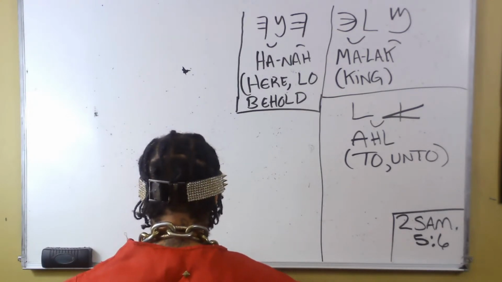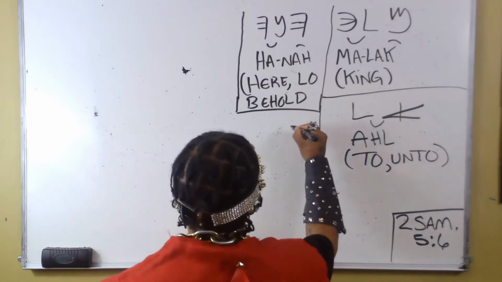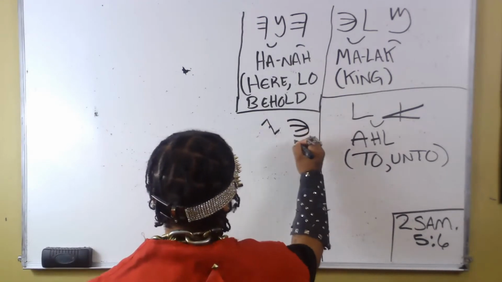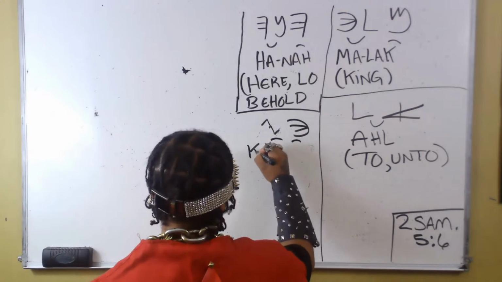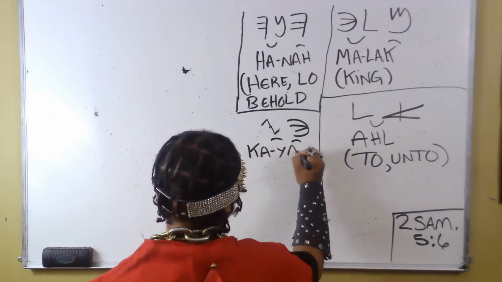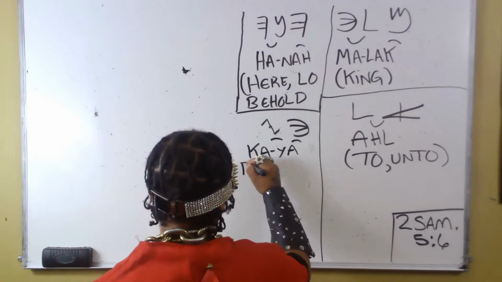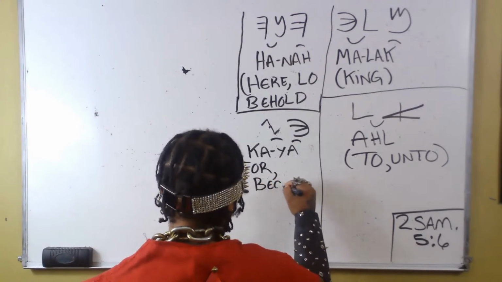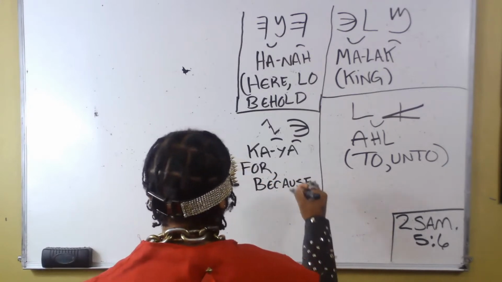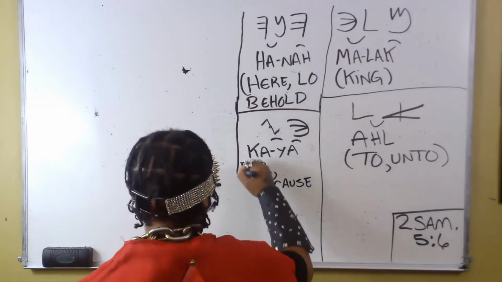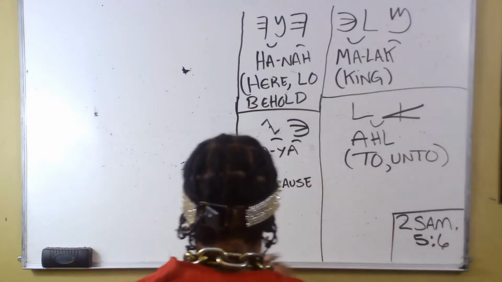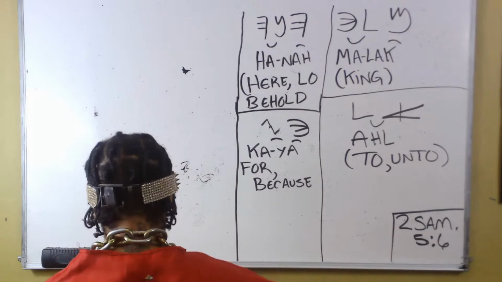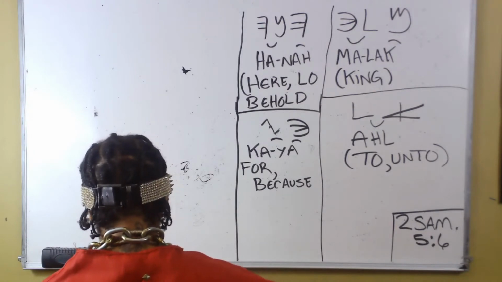Let's do kaya. This word right here, kaya. This word kaya, it means for. Also means because. All right, the word kaya. Now, depending on what we got down here, I might try to fit something in here or something like that, but probably won't.